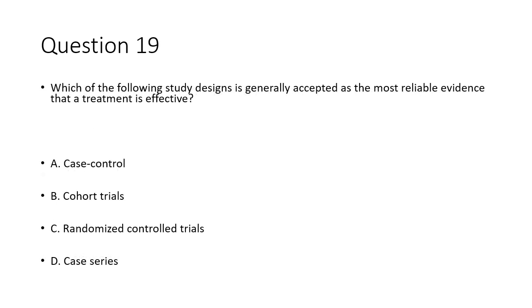Which of the following study designs is generally accepted as the most reliable evidence that a treatment is effective? A case control study, a cohort trial, a randomized controlled trial, or a case series? And the answer here would be a randomized controlled trial.